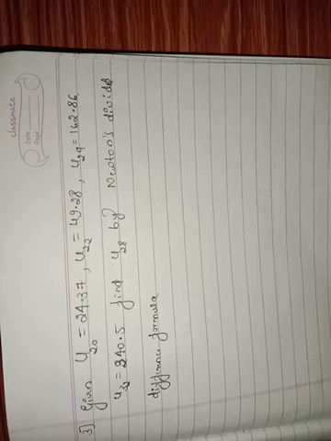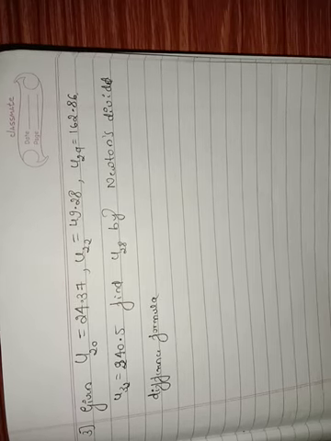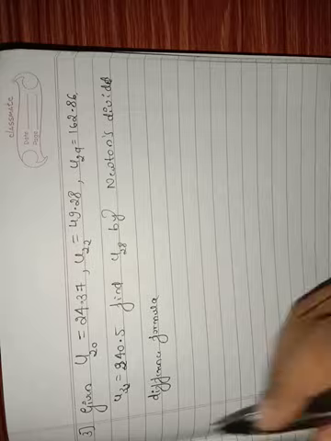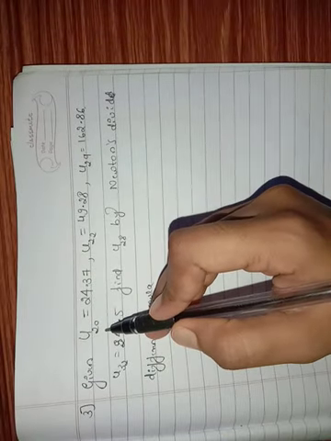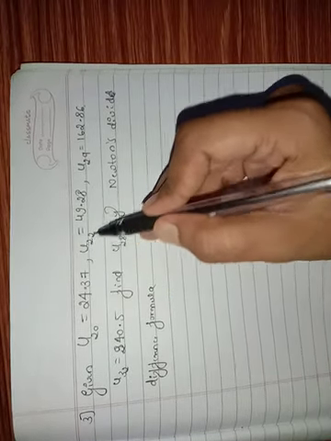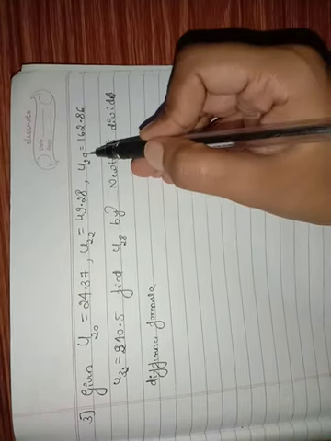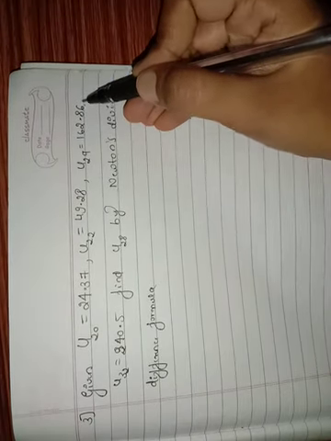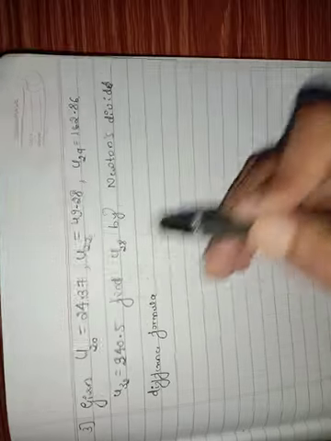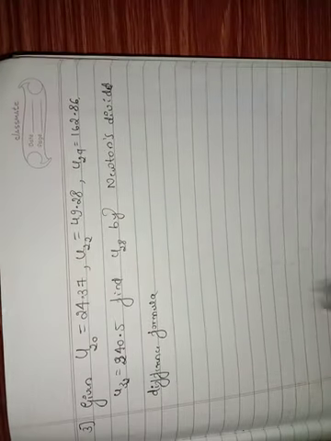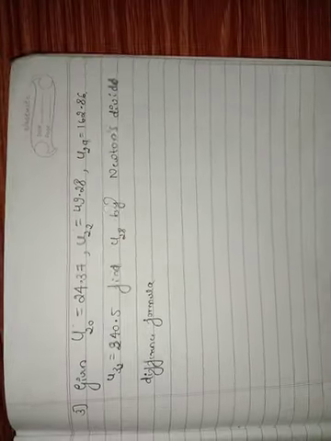The third problem under Newton's divided difference. This is also an important problem. Observe the statement of the problem. Given u20 value 24.37, u22 value 49.28, u29 value 162.86, u32 value 240.5. Here we have to find u28 by using Newton's divided difference formula.